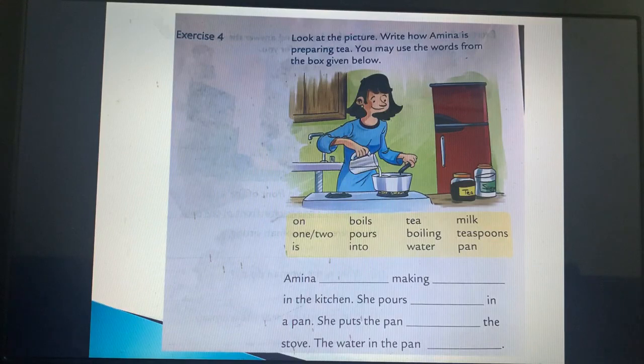First, Amina dash making dash in the kitchen. Amina क्या कर रही है kitchen में? Amina is singular. Amina is making क्या बना रही है? Tea. Amina is making tea in the kitchen.